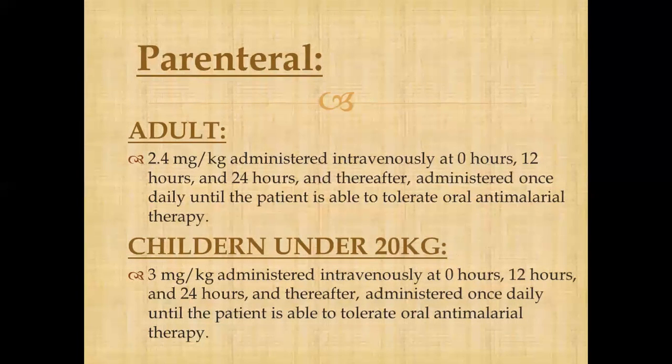2.4 mg per kg administered IV at 0 hour, 12 hours, and 24 hours, and thereafter administered once daily until the patient is able to tolerate oral antimalarial therapy. Doses in children under 20 kg: 3 mg per kg administered IV, same as adults, at 0 hour, 12 hours, and 24 hours, and thereafter administered once daily until the patient is able to tolerate the oral anti-malarial therapy.